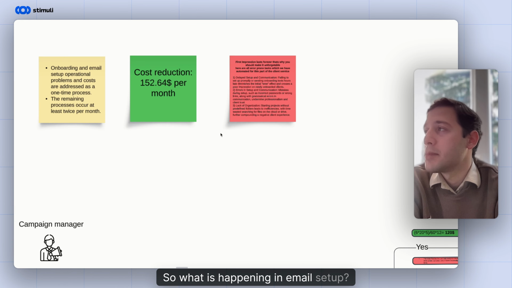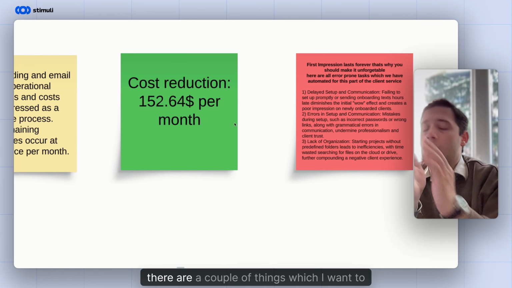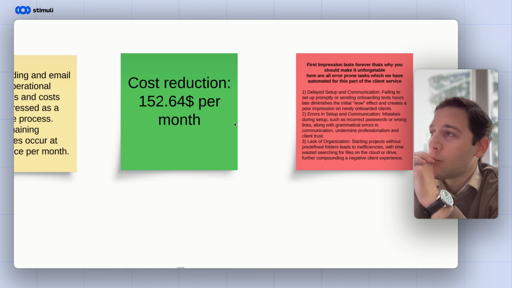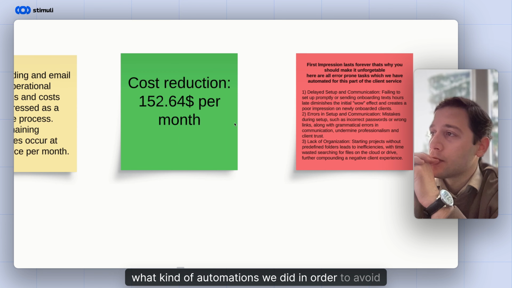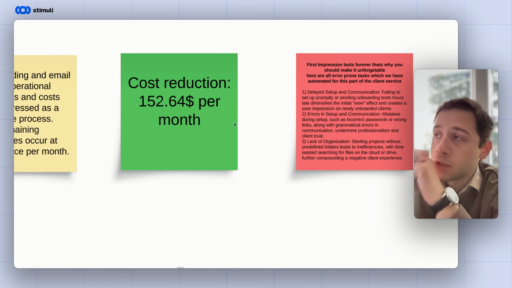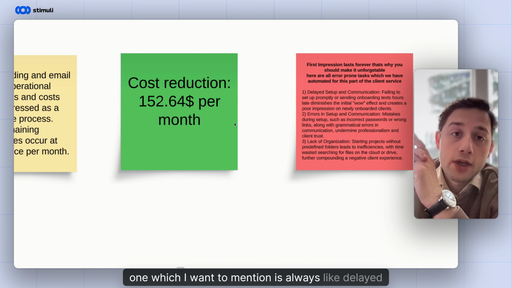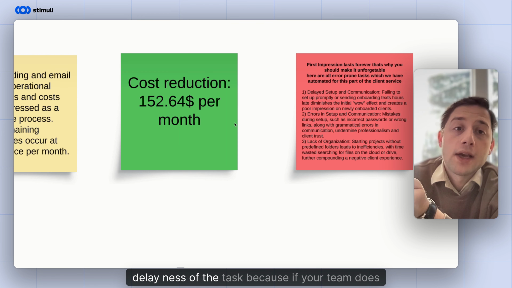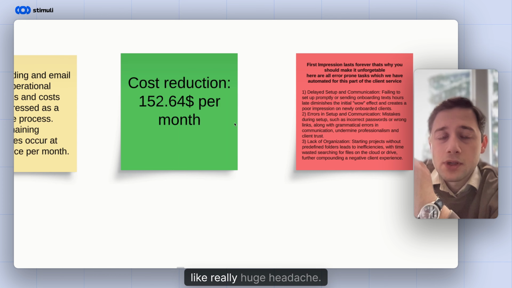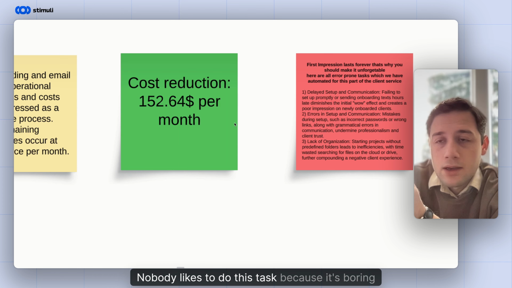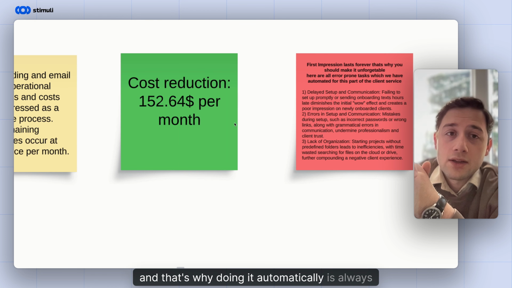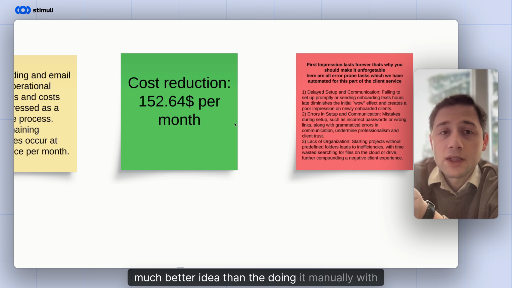So what is happening in email setup? There are a couple of things I want to mention about email setup and its importance, and what kind of automations we built in order to avoid errors. The first one is always the delay of the task, because if your team does this manually, they have a really huge headache. Nobody likes to do this task because it's boring. That's why doing it automatically is always a much better idea than doing it manually with your team.